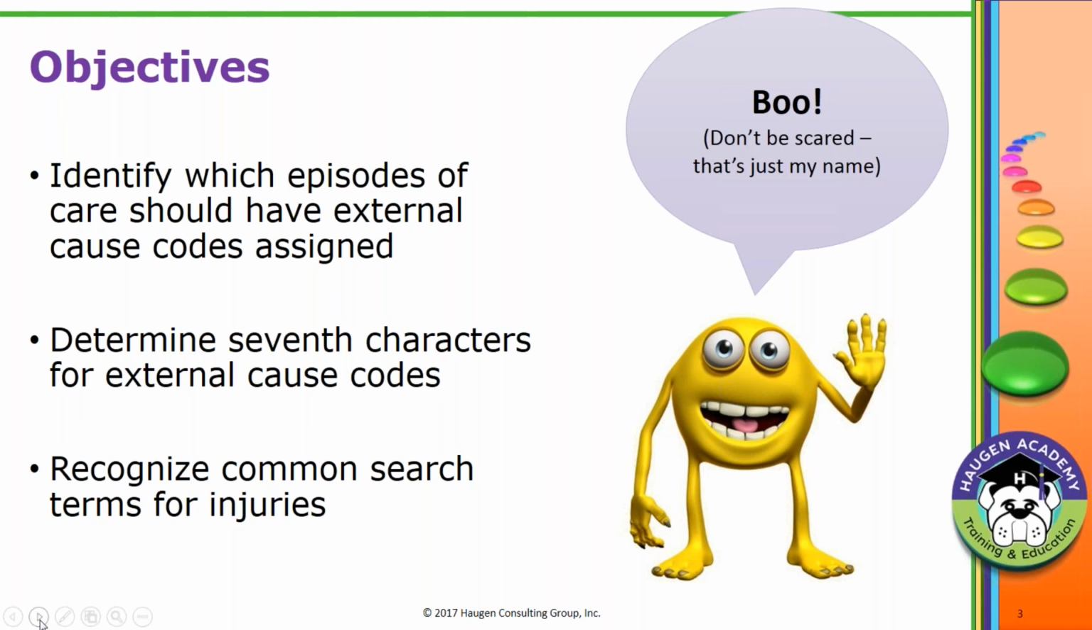So some of the things that we're going to cover today, we're going to talk about obviously external cause codes themselves, how to code them. I think sometimes this is thought of as one of those more difficult areas, is when to apply, when not to apply. What are some of the codes that have 7th characters to be added, and which ones are not? And then I'm going to give you some tips along the way as to how to even search for those terms as well.